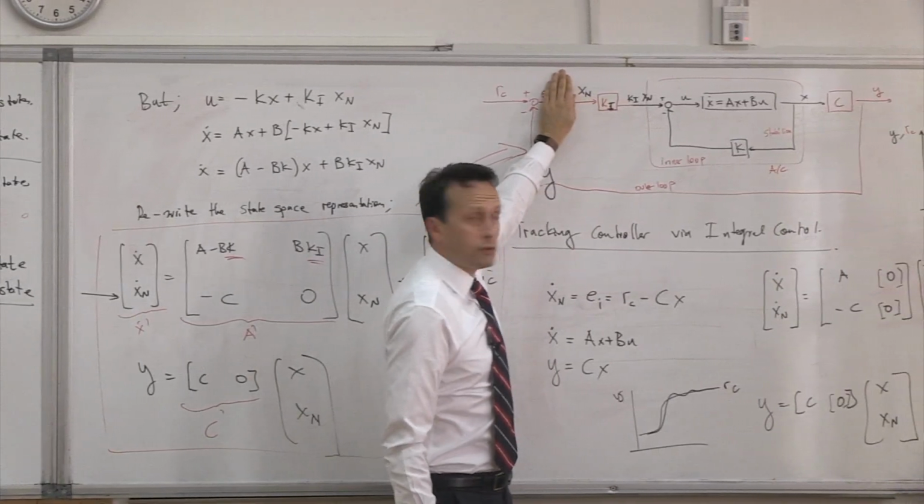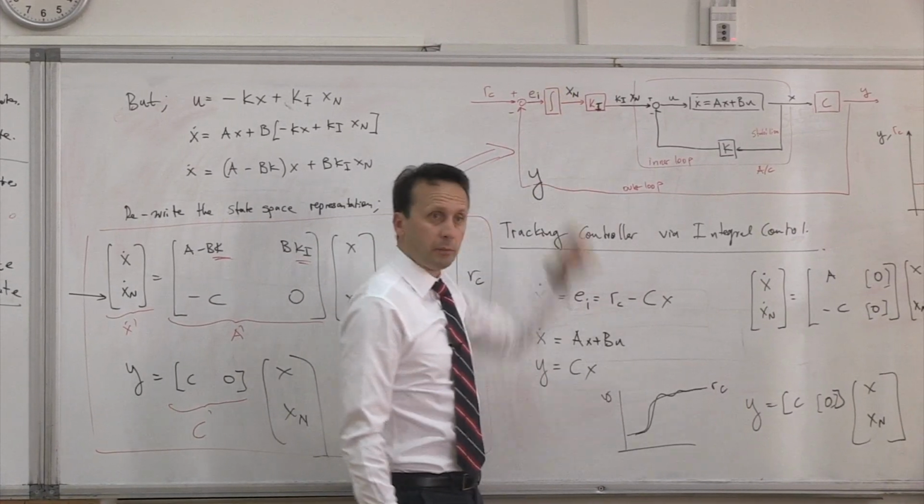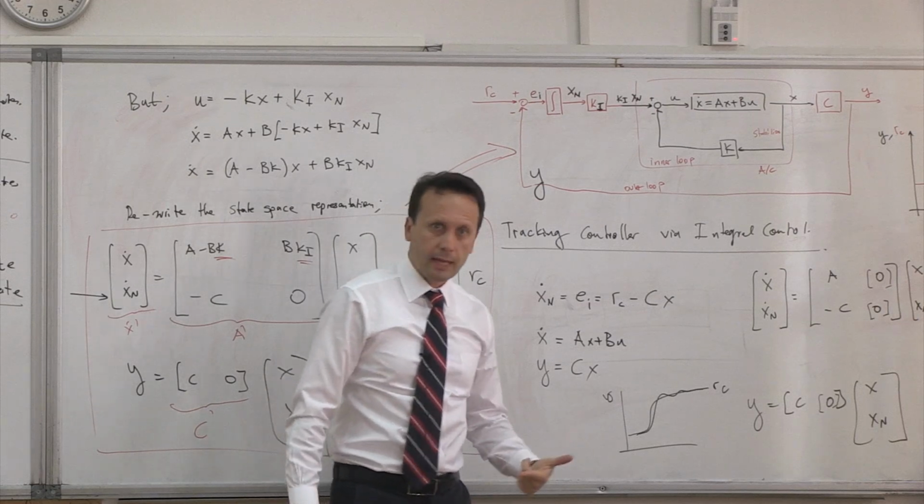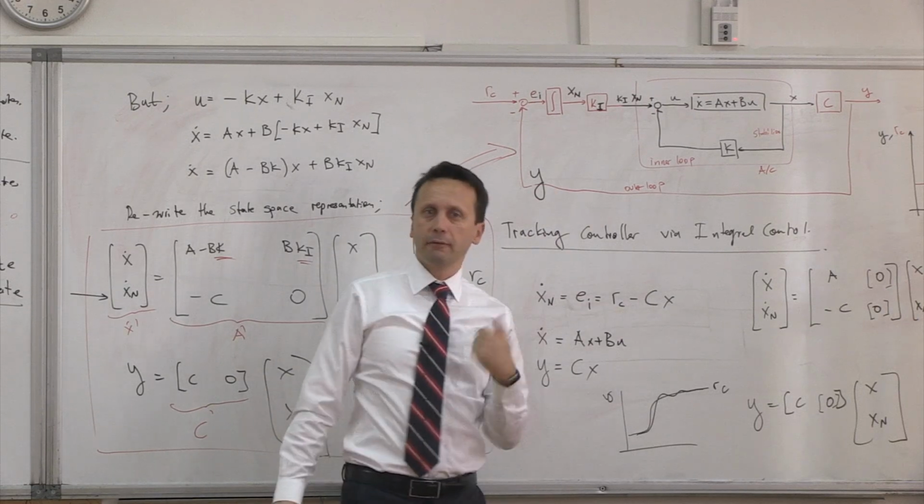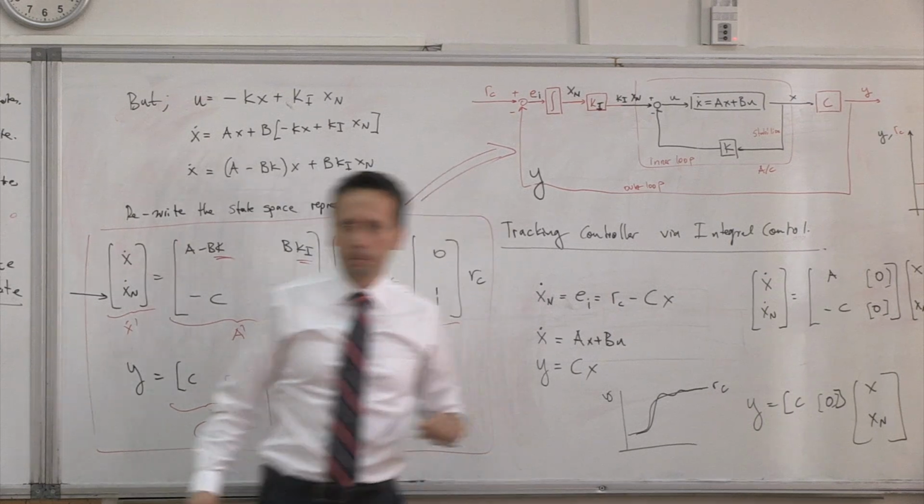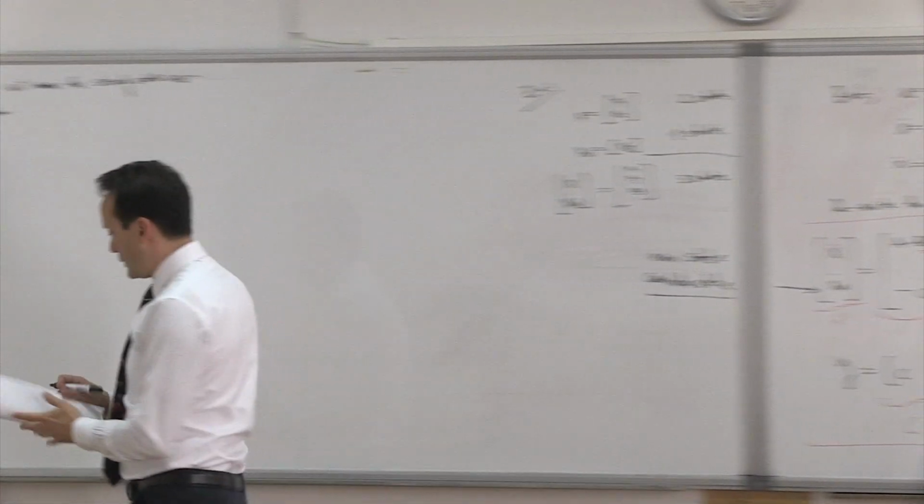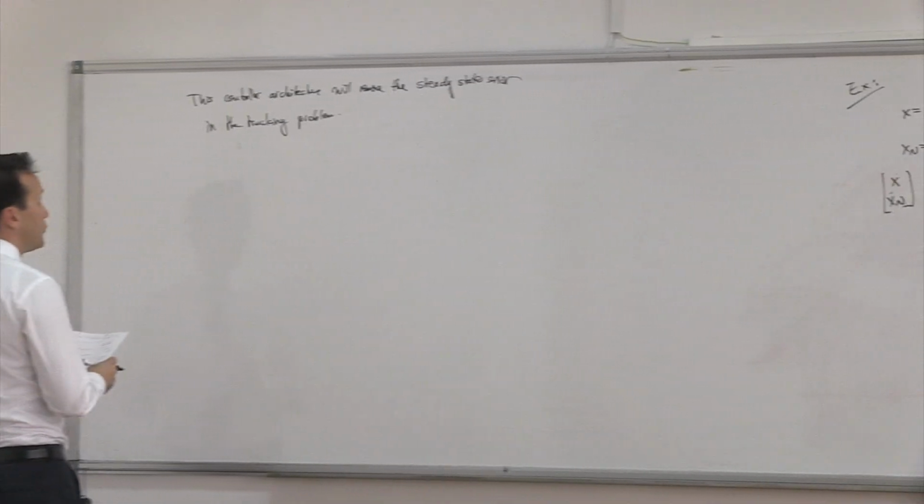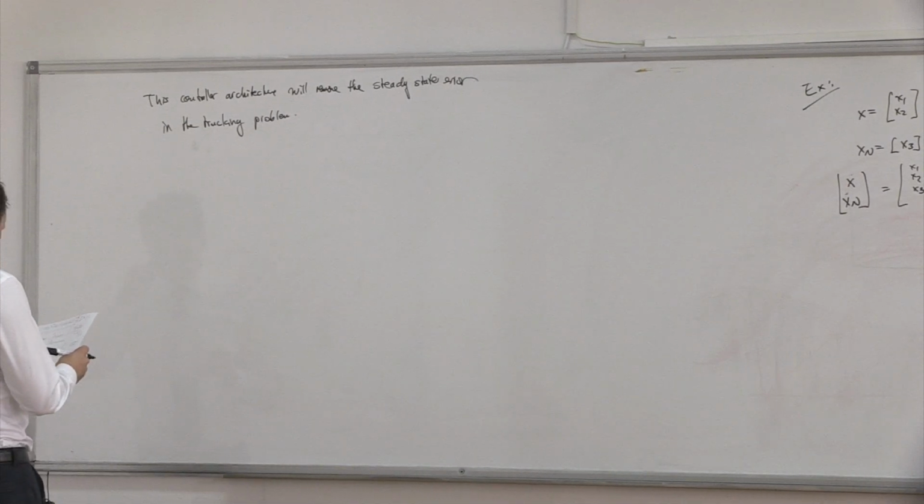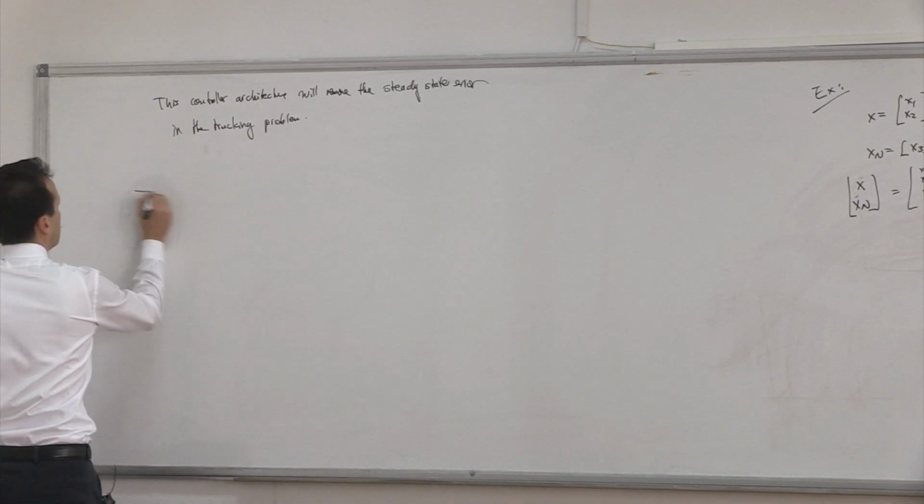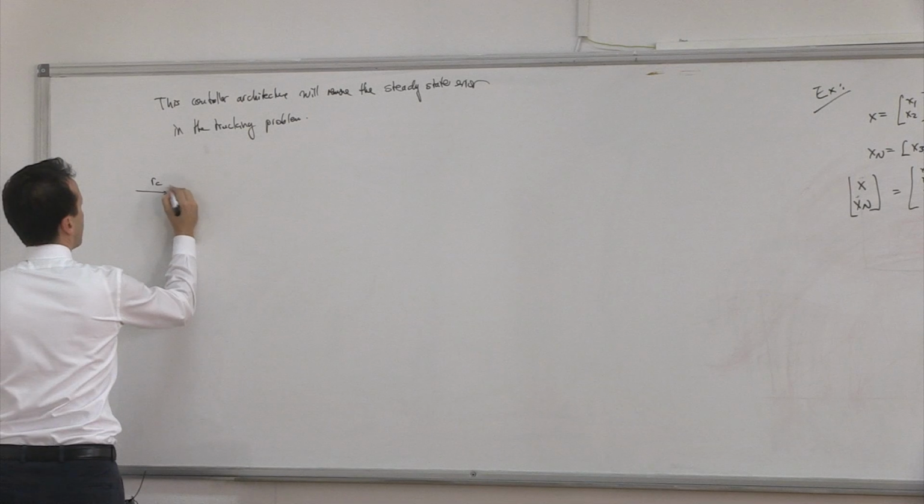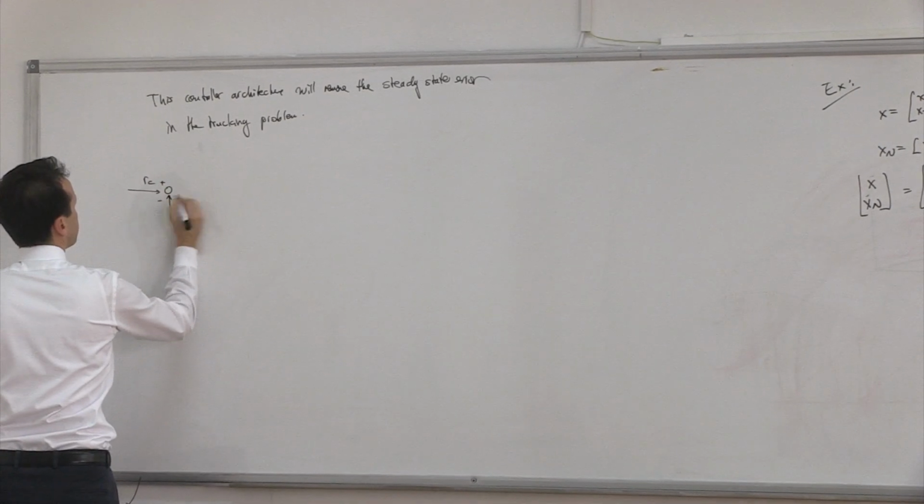You could remove this, and it would still be a tracking problem. The only issue is that you would have a steady state error, and I will show you now why. Okay? This controller architecture will remove the steady state error. So let's take a simple tracking problem and look at the steady state error.